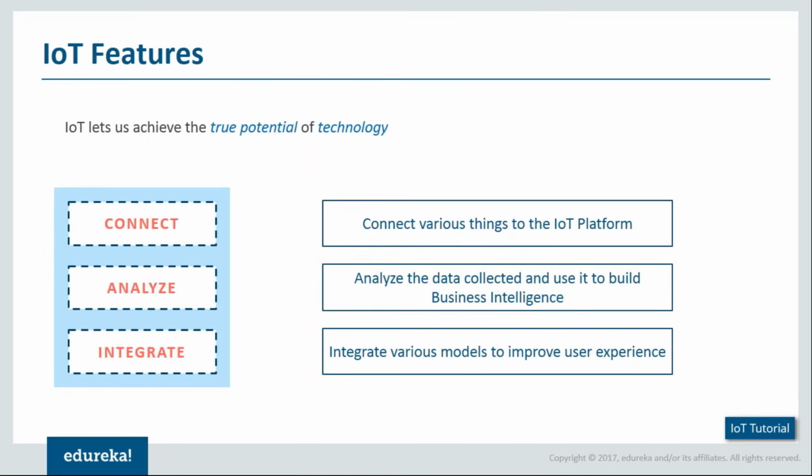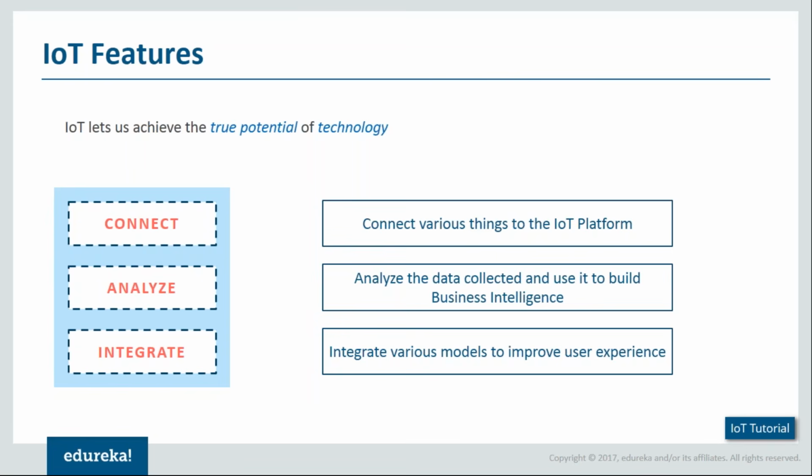Okay, then comes analyze. Now I have my things around me, they each are going to generate some amount of data. Now this data needs to be collected and it needs to be analyzed to build a business intelligence solution. If I have a good insight from the data that is gathered from all of this, then definitely I can call my system a smart system.